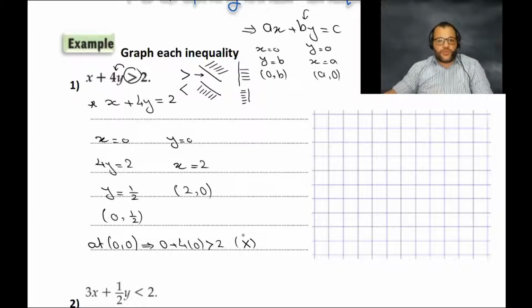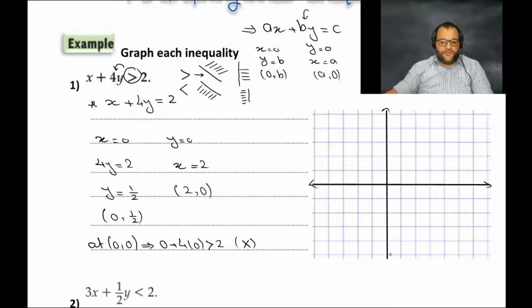It means the part which contains the point 0 and 0 is not part of the solution. The region which contains the point 0 and 0 is not part of the solution. So now we can graph the line. That is the first line and that is the second one. So those are the coordinates.